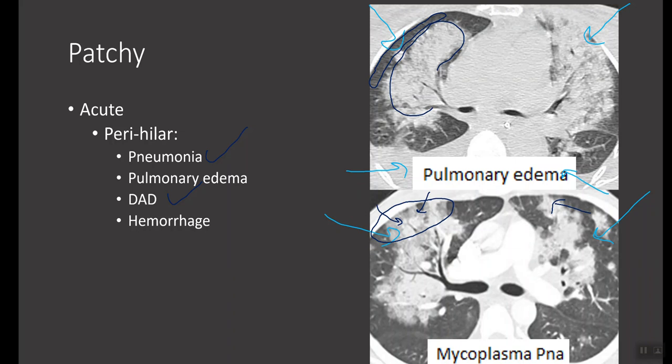But again, sometimes it can be really difficult to differentiate between these two entities. You have to use clinical history. Is the patient volume overloaded? Are they in acute renal failure? Are they febrile? And what is the white count?